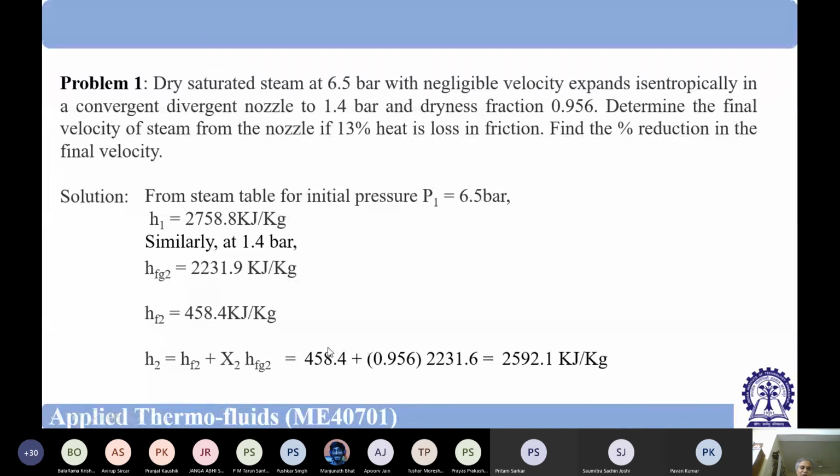So how do we find out X? X value they have put here, but how do you find out X? Tell me. X is given, no? 0.956. In some problems we have to find it out, but in this problem X is given. So we are getting the value of H2.